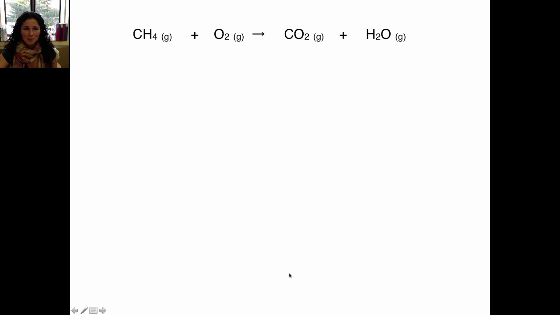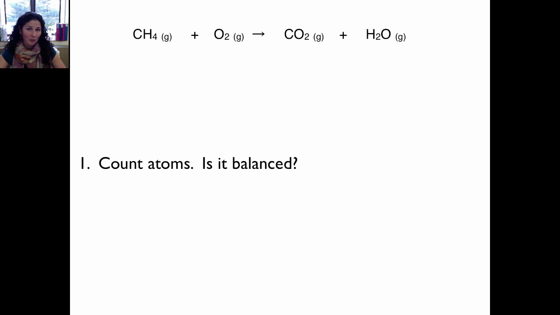Now let's look at another example. I'm going to count the atoms. These are the steps that you'll want to use whenever you're trying to balance a chemical equation or just determine whether it's balanced. You count the atoms and see if it's balanced. On the reactant side of this equation, you can see that there's 1 carbon, 4 hydrogens, and 2 oxygens. On the product side, there's 1 carbon, 3 oxygens, and 2 hydrogens.